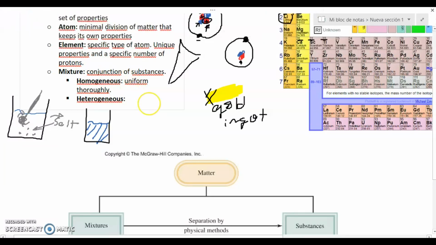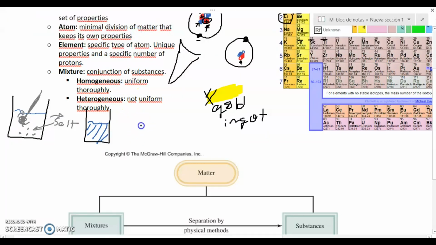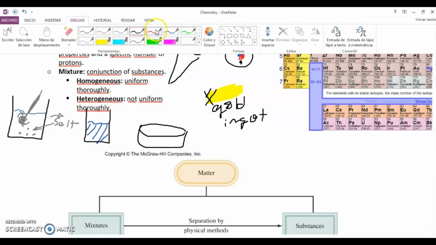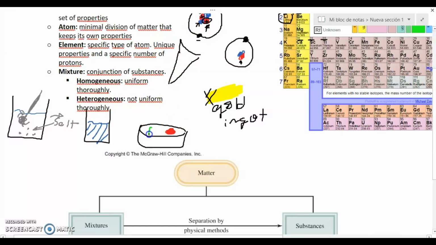And a heterogeneous mixture is just not uniform. What that means is that you can tell with the naked eye what the components of it are. Let's say, for example, a salad could be a mixture that is heterogeneous, like this. Let's say we have lettuce, or for example, tomatoes. So those are all substances, let's say, that are being mixed in a salad.